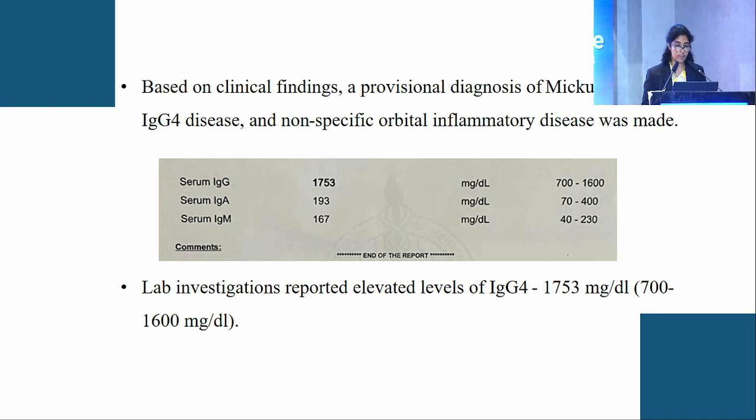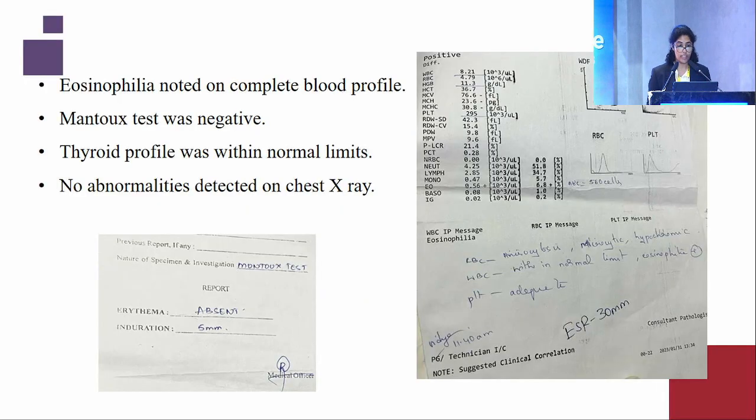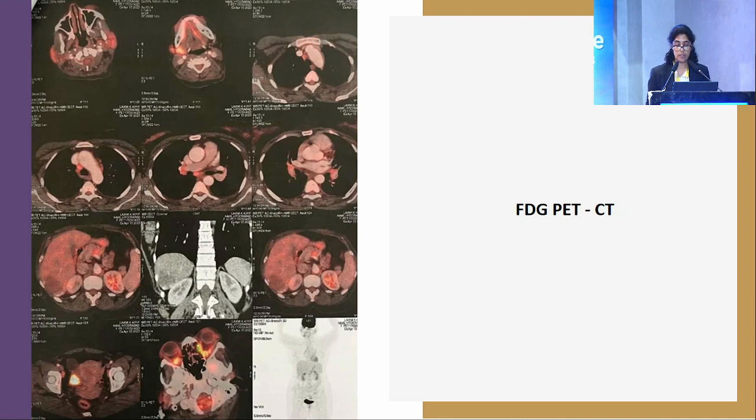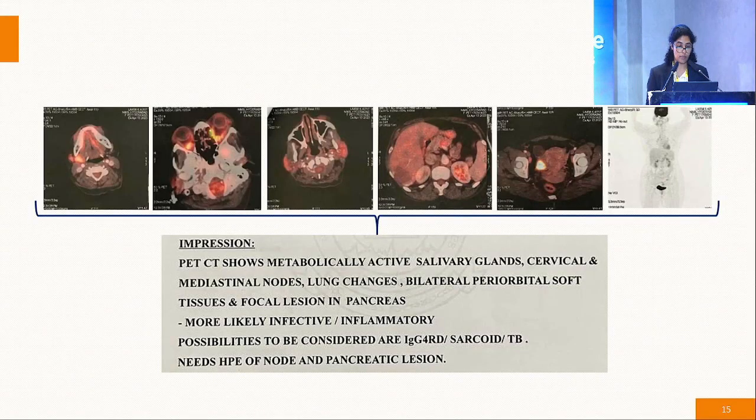So based on the clinical findings, a provisional diagnosis of Mikulicz disease, IgG4 disease and non-specific orbital inflammatory disease were made. Lab investigations were done and showed elevated levels of IgG4. Eosinophilia was noted on the complete blood profile. Mantoux test was negative. The thyroid profile was normal and no abnormalities were detected on chest X-ray. Further, an FDG PET-CT was advised to look for any other active foci of inflammation or the disease, and it showed uptake in salivary glands, cervical, mediastinal nodes, lung changes, and foci in the pancreas also.